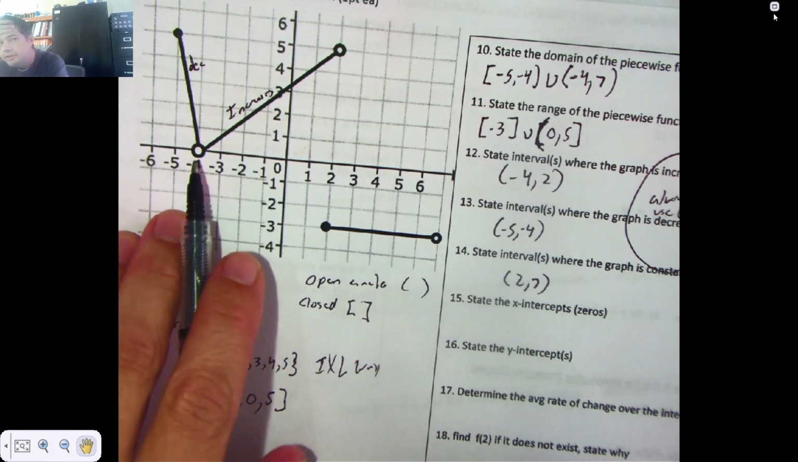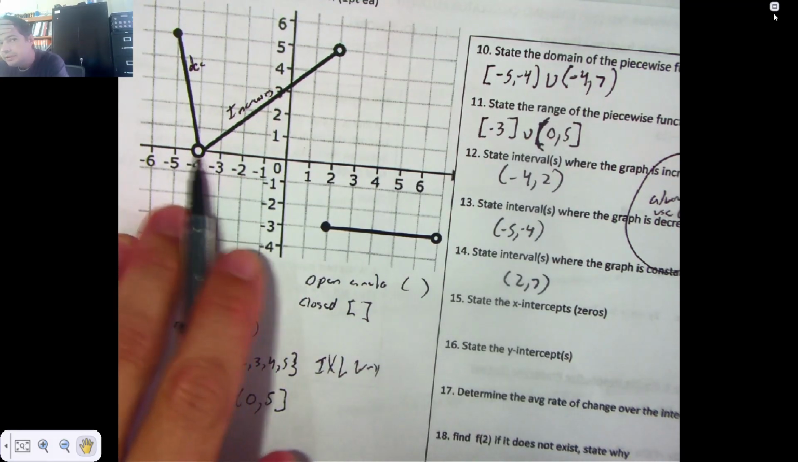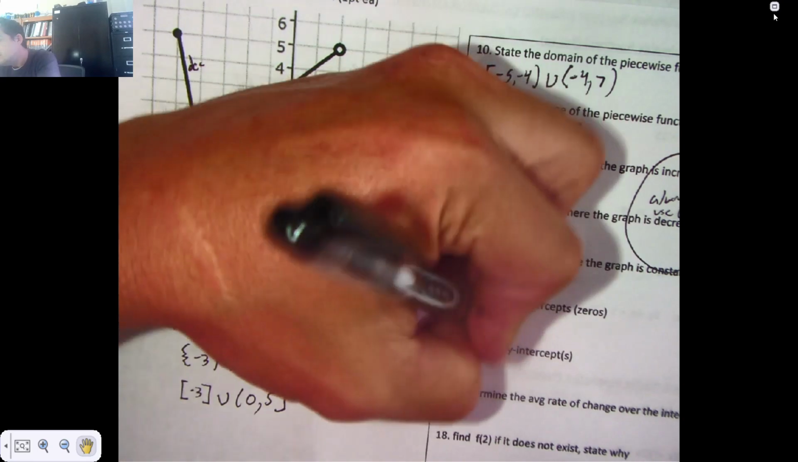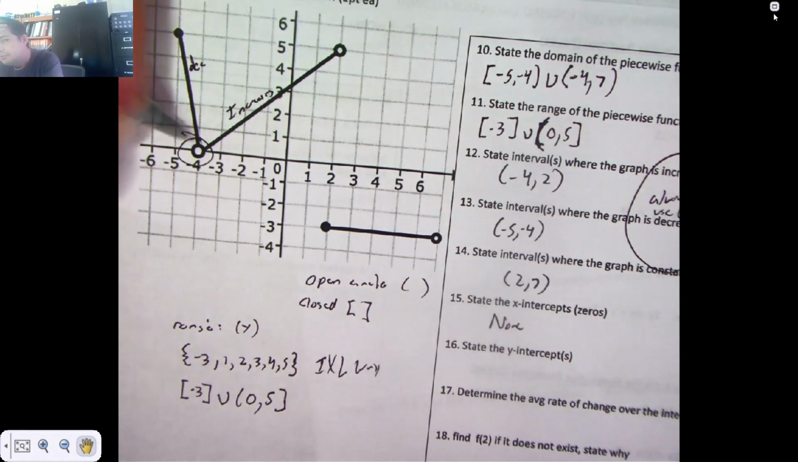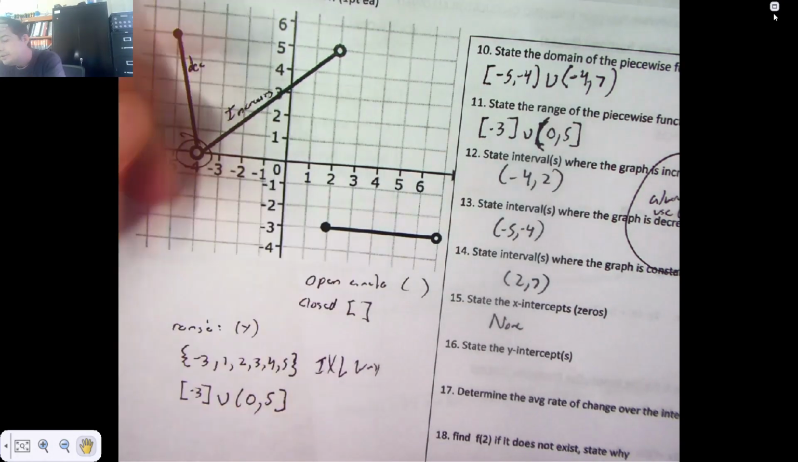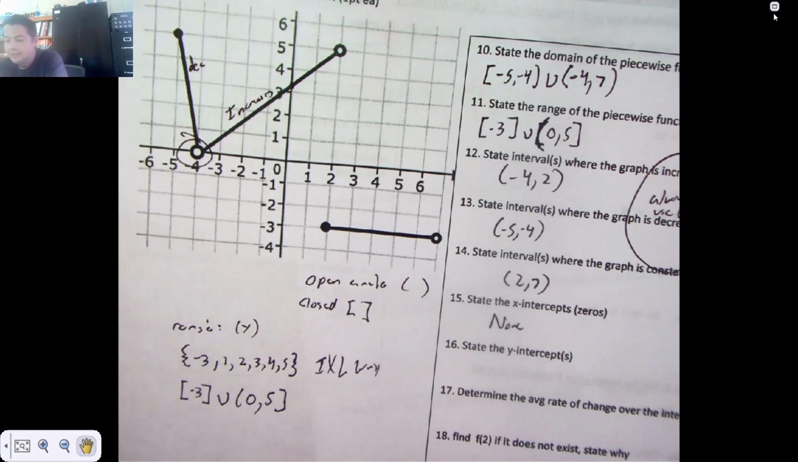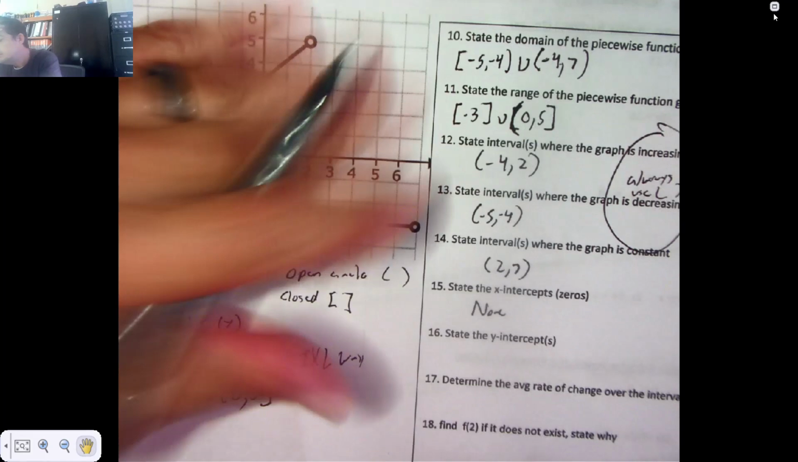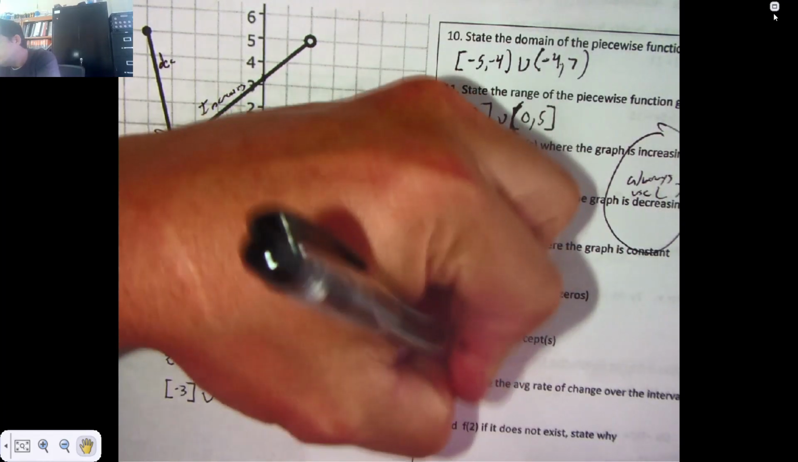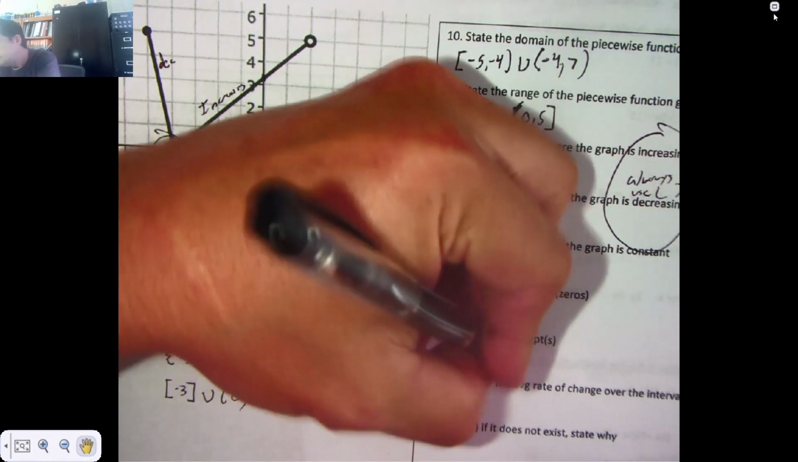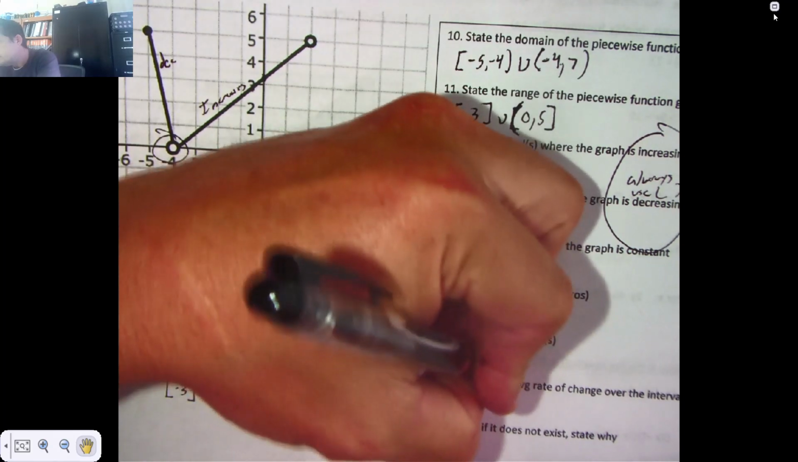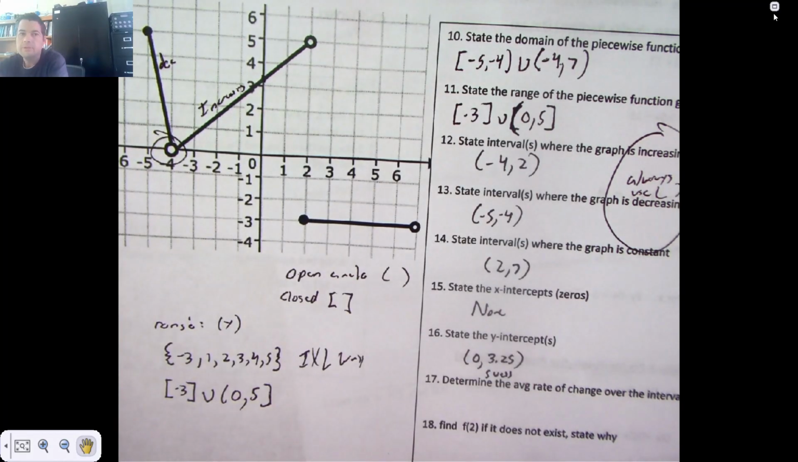Then we have the x-intercepts. You'd be very tempted to say that this one has one, but it does not. There's an open hole. This one has none because there's a hole there. It does have a y-intercept, and you're going to have to kind of guesstimate it. It's around 3.25 or so. So (0, roughly 3.25). You kind of had to guess. That's the way it is. Your quiz will be multiple choice.